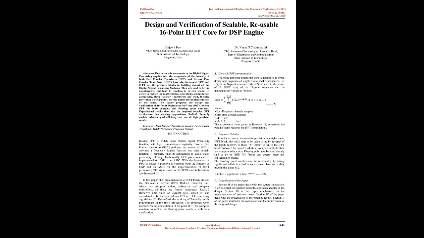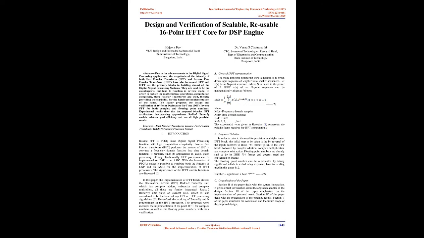This paper proposes the design and verification of a 16-point decimation-in-time, DIT, inverse FFT for both complex and floating point numbers. Experimental results show that the proposed 16-point IFFT architecture incorporating the approximate Radix-2 Butterfly module achieves good efficiency and overall high precision results. Keywords: fast Fourier transform, inverse fast Fourier transform, IEEE 754 single precision format.